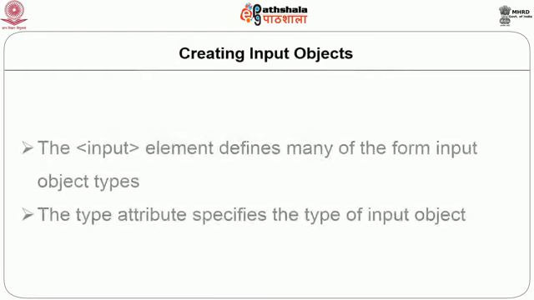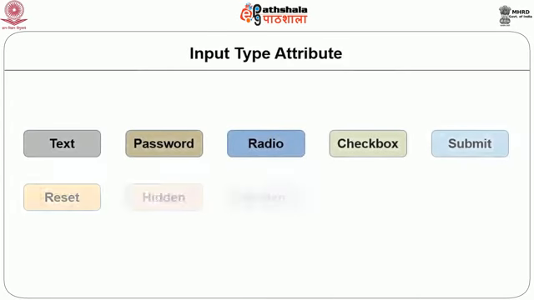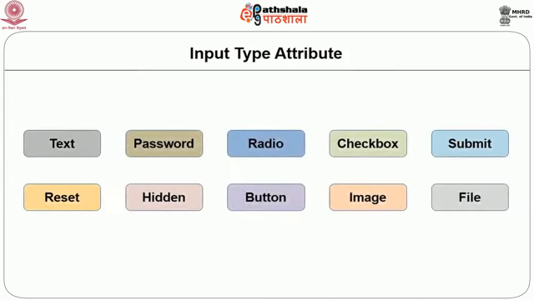post. Let's create input objects with the input tag. The input tag defines many types of form input objects, and the type attribute specifies which type of input object we are using. This can be text, password, radio button, checkbox, drop down box or list box, submit button, reset button, or any image or file, etc. So let's start one by one.